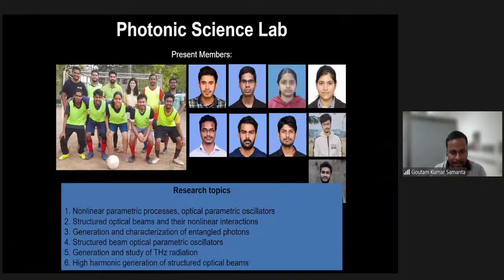As Andrew was saying, we work on various topics, including nonlinear optics and classical optics, mostly based on nonlinear interaction. Then studying structured optical beams, how they interact with the nonlinear medium. Once you are dealing with nonlinear optics and laser light, you can create entangled photons. So that is what we also work on, and some other projects in the pipeline.